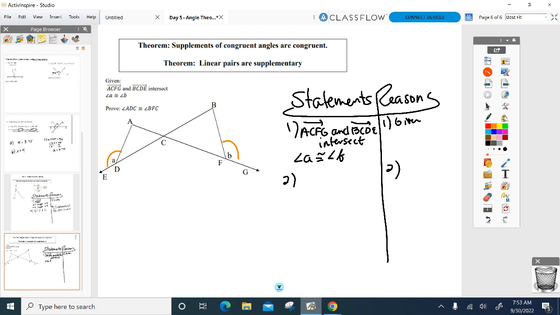All right. Look at angle BFC now. Angle BFC and angle B.